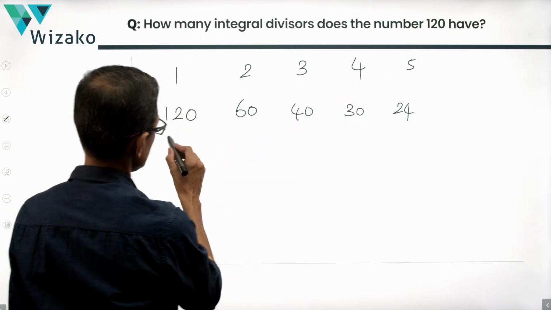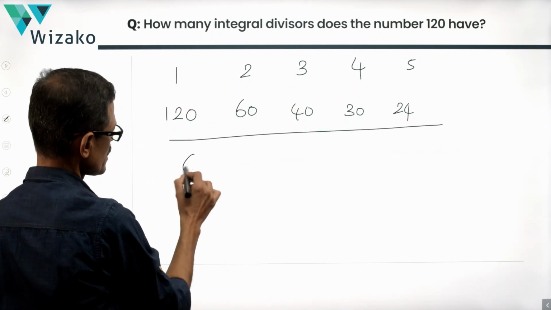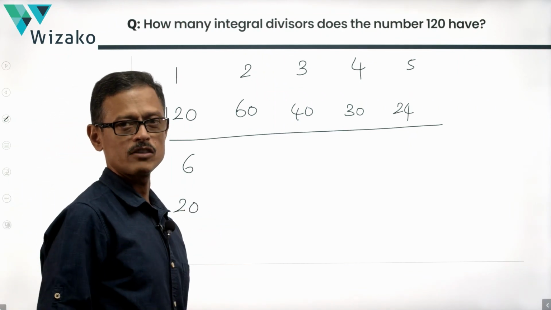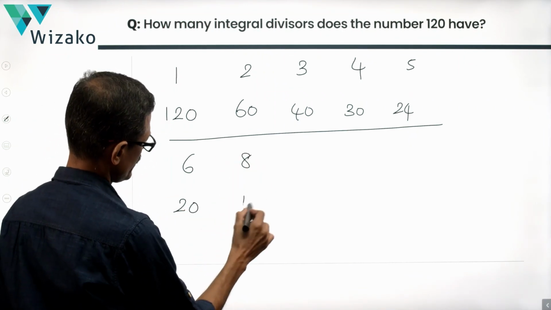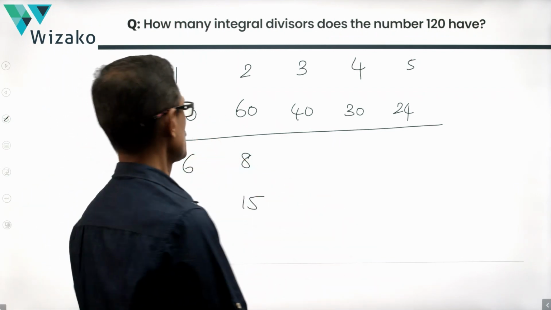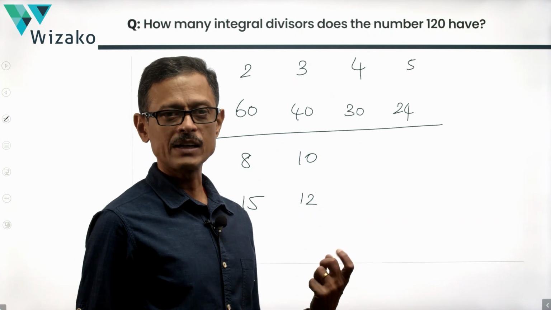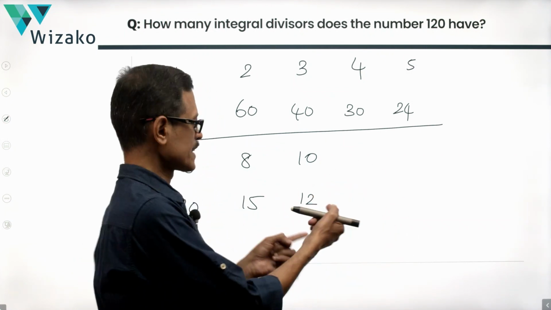We've done so many, so we'll draw a line to write the next set. 6 is a factor of 120, correspondingly we'll have a 20. 7 is not a factor of 120, 8 is, so we'll have a 15. 9 does not divide 120, we have a 10, therefore that makes it as 12. 11 does not divide 120, so it's not a factor. 12 is a factor, we have listed it down.